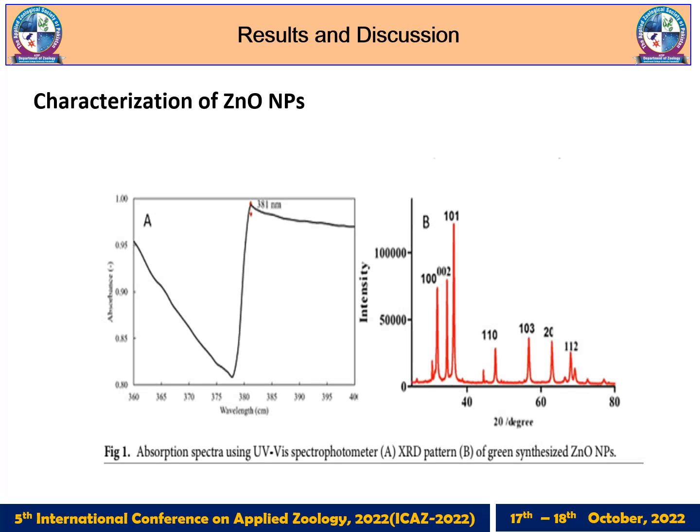Next, we come to our results and discussion. Characterization of zinc oxide nanoparticles: as you see, in the absorption spectrum using the UV-visible spectrophotometer, 381 nanometers is the maximum absorbance, which showed that there is no irrelevant absorption pattern at this absorbance. And the XRD spectrum shows different patterns which are also relevant to zinc oxide nanoparticles.